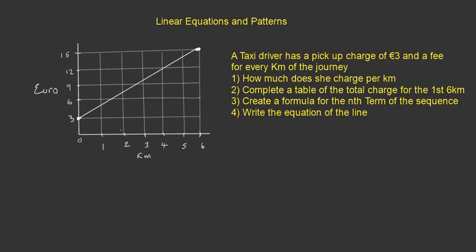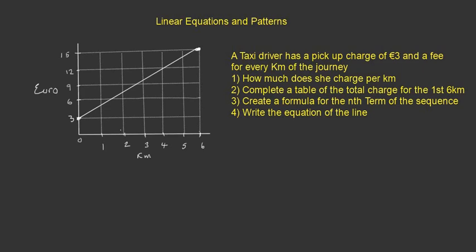So what I'm going to do is, you look at the table and you see that if she travels 6 kilometres, she's going to be charged €15. I can't really see how much she's going to be charged if she travels 3 kilometres. It doesn't cross over a junction box properly. But I can be sure of this one.